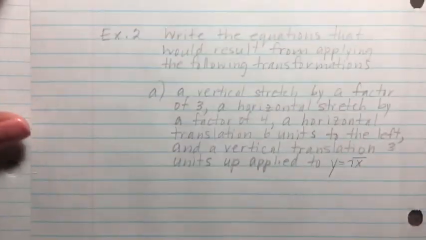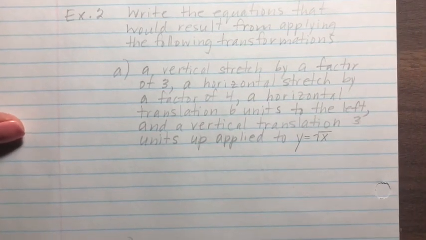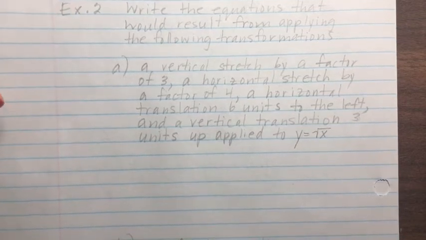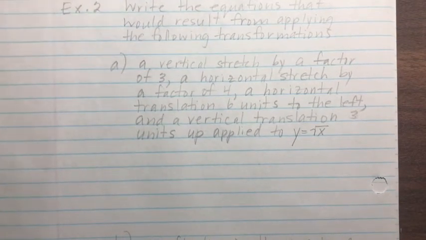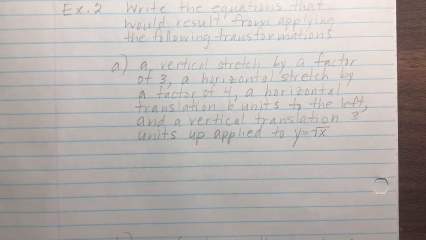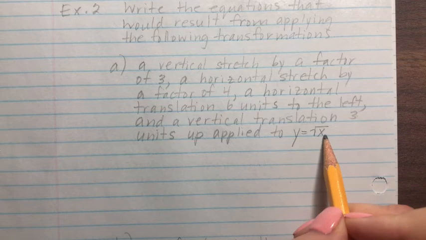Okay. Let's look at a second example here. In this example, we have to write the equations that would result from applying the following transformations. So we're given the transformations and the parent function, and we have to write down what the resulting equation would be. In part A, we have a vertical stretch by a factor of 3, a horizontal stretch by a factor of 4, a horizontal translation 6 units to the left, and a vertical translation 3 units up applied to y is equal to the square root of x.